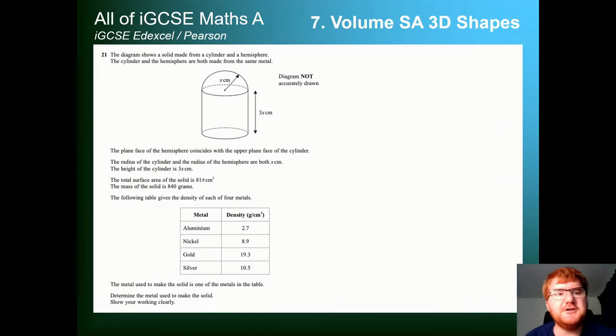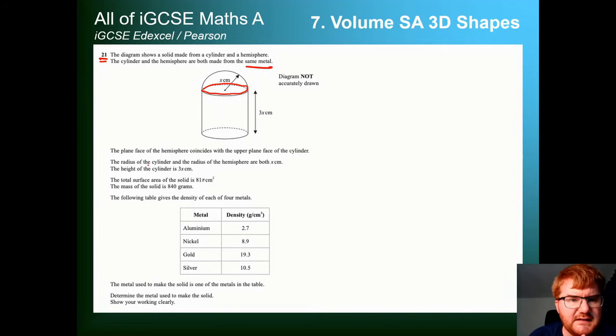And on to our next question, again question 21. It's going to be a harder question here. The diagram shows a solid made from a cylinder and a hemisphere. So cylinder here and then the hemisphere here, half a sphere. Both made from the same metal. The plane face of the hemisphere coincides with the upper plane face of the cylinder. So that's a complicated way of saying that this matches up with the hemisphere above it.